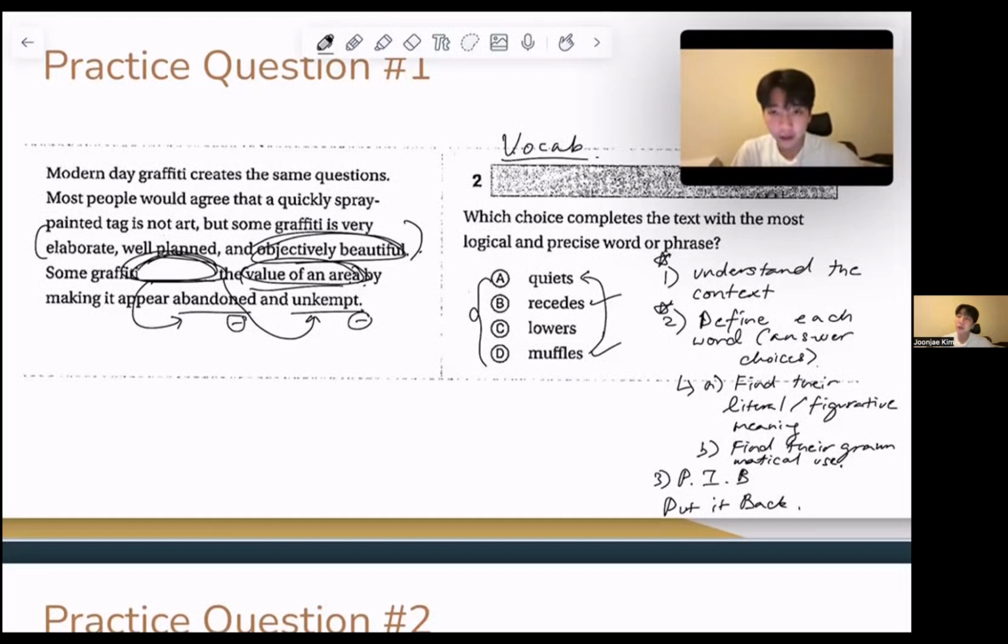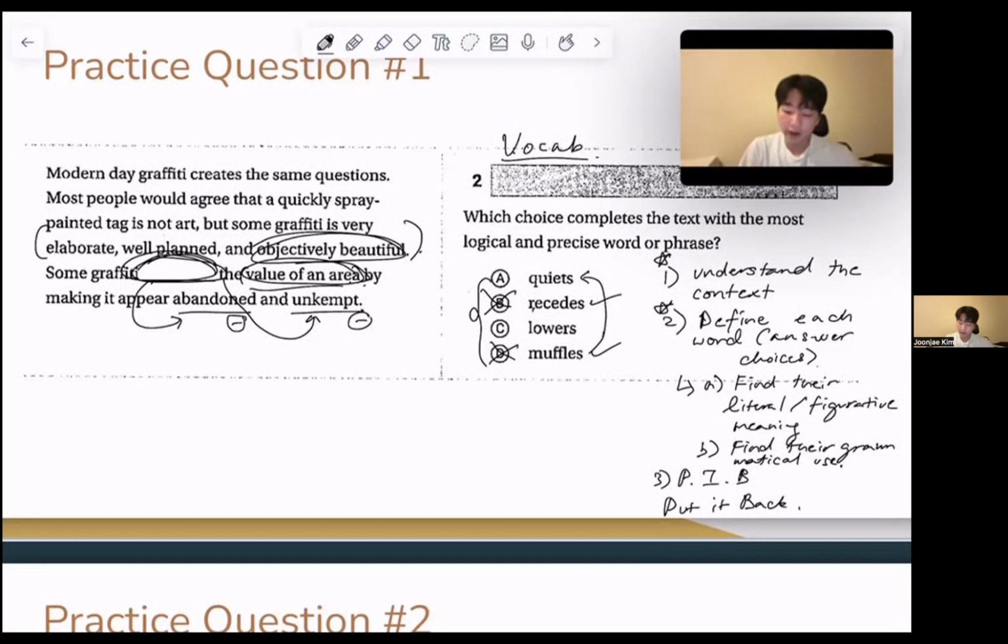Recedes the value. How do we use recede? Recede would be used as something is actually going back, right? So something is receding, or something is receding from something. Can something recede the value of something? No, that is not grammatically correct. So B would ultimately be wrong. Now we just confirmed it. It's not correct. C, lowers the value. Does that make sense grammatically? Yes, it does, right? Muffles the value. That wouldn't work, because it's too literal, right? So now, officially, we can confirm that B and D are not the answer.